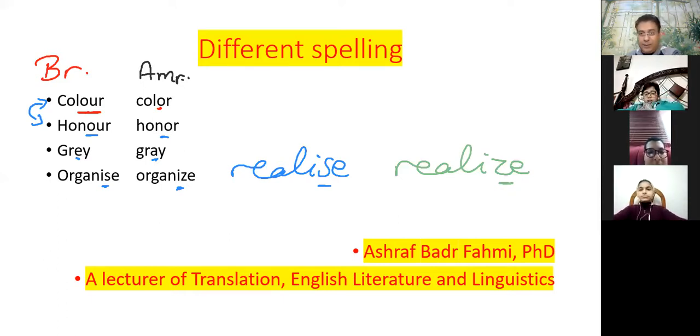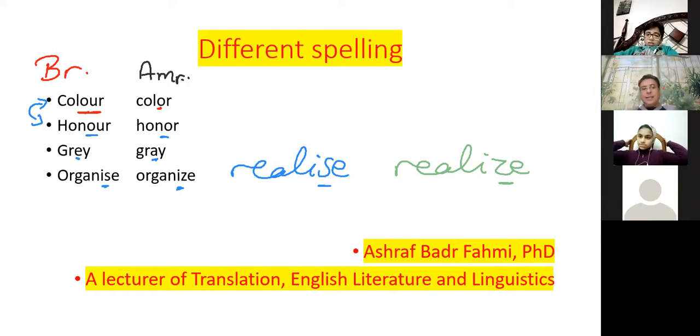Do you see the differences? The differences in OU become O, like color and honor. E becomes A, like gray. S, when I pronounce it as Z, becomes Z letter itself, like organize, realize, and so on. That's the difference here, the difference between British and American in spelling.